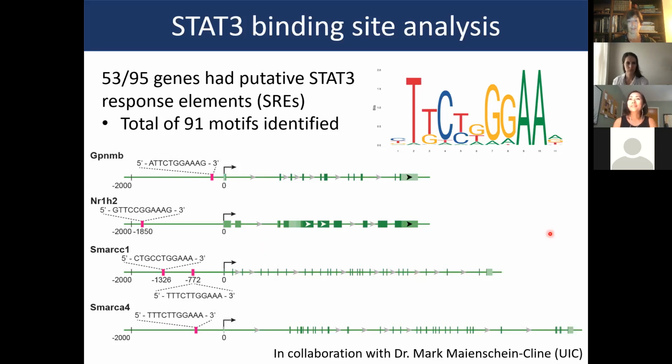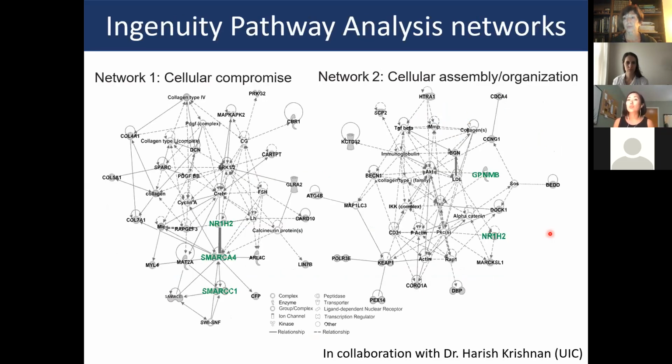So finally, we were further interested to see if these 95 genes that we found through our bioinformatics approach were involved in any known networks. And to understand that, we used the Ingenuity Pathway Analysis in collaboration with Dr. Harish Krishnan, again at UIC, and the network analysis yielded 7 networks. Here I am showing two of our top networks. The first network denotes a cluster of genes that are involved in cellular compromise and tissue disease. The second network is a cluster of genes involved in cellular assembly and organization.